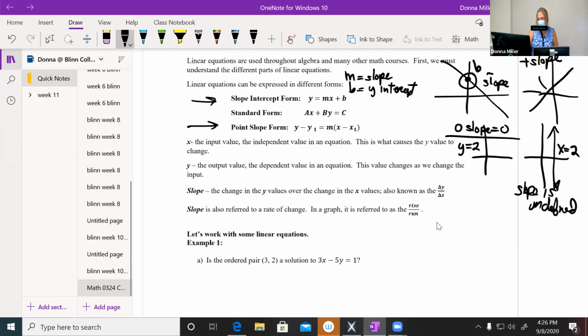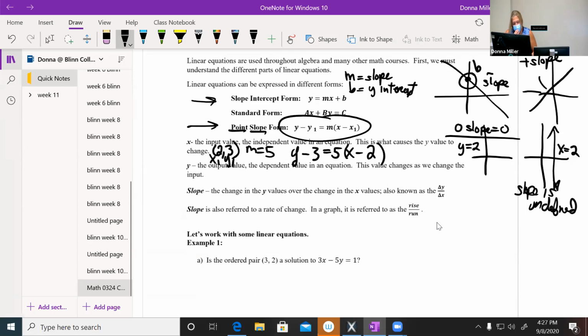So, more forms. Point-slope form is going to be useful when you know a point and you know the slope. Let's say I want to find the equation of the line, and I knew it passed through the point (2, 3) and the slope is 5. You just plug in the slope and plug in the point. This is x1, y1. So I would get y minus 3, where y1 is 3, equals the slope m, which is 5, times x minus 2. That's your x1. And that's all I have to do.